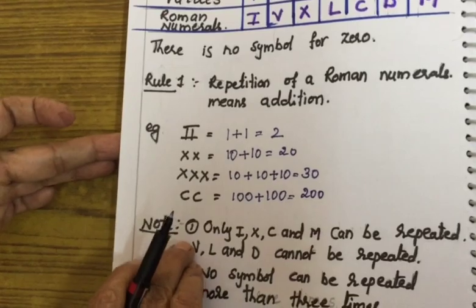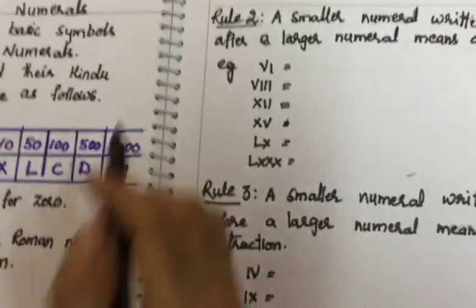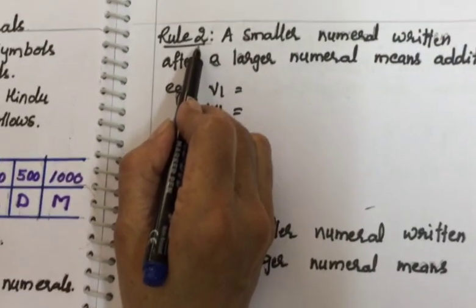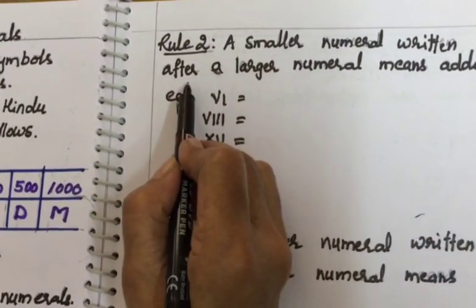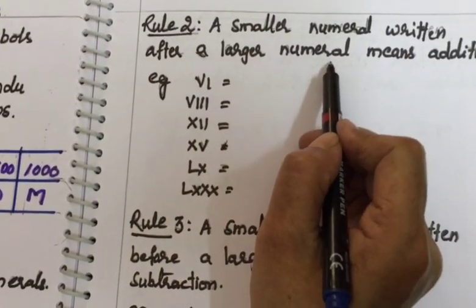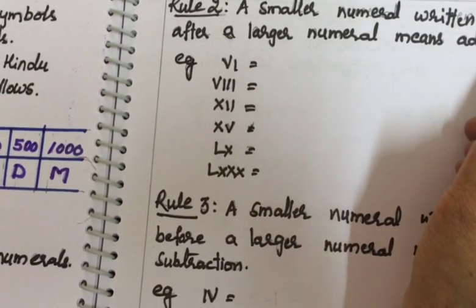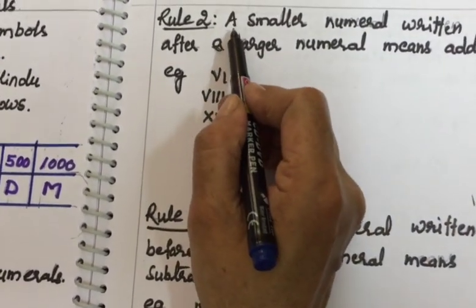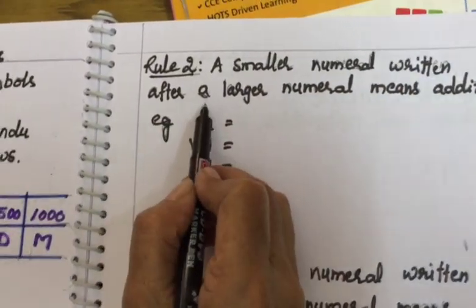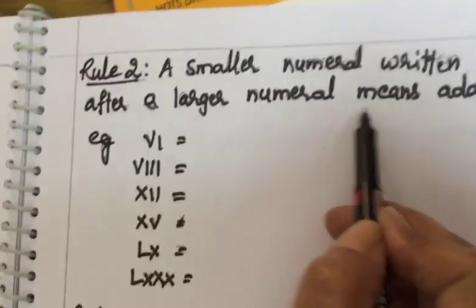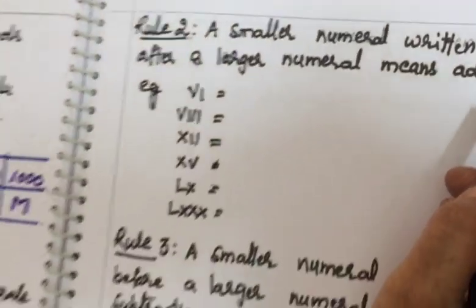So, next, rule 2. A smaller numeral written after a larger numeral means addition. Once again, I'll read rule 2. A smaller numeral written after a larger numeral means addition.